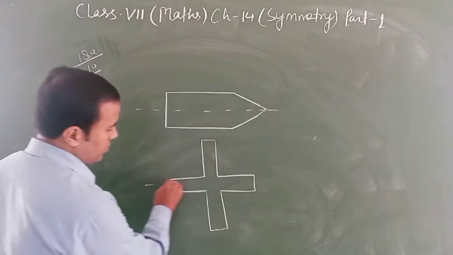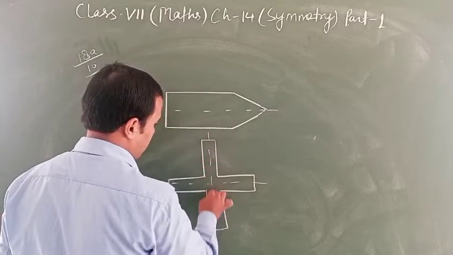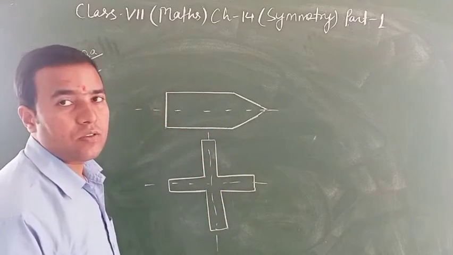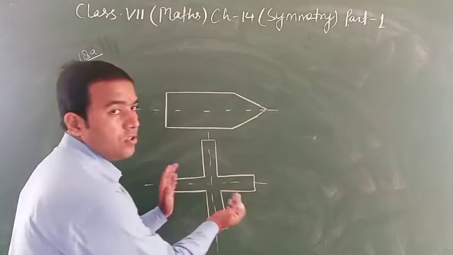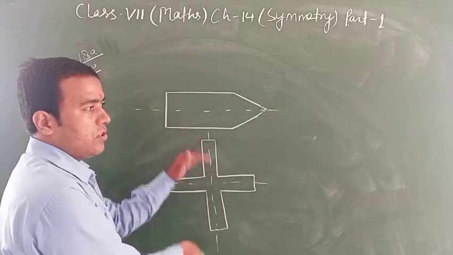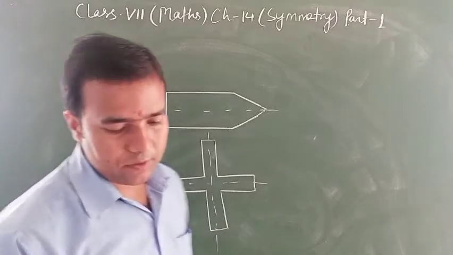so in question number 10, there is one more figure given like this. So here also we can draw a line of symmetry like this. If we join this, it is in equal parts. If we join this, it is in equal parts. Clear?